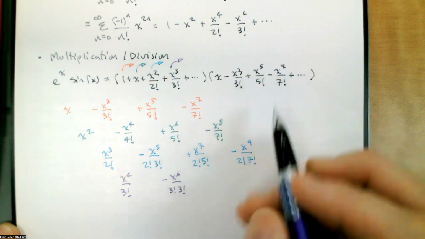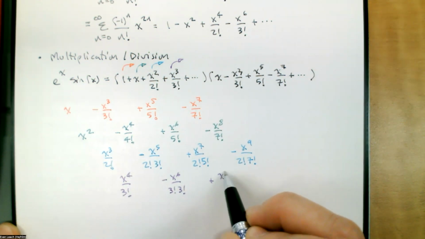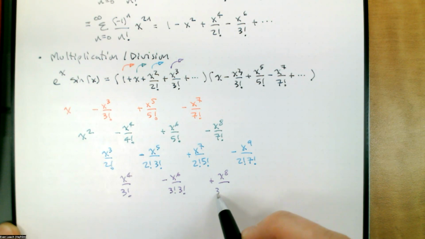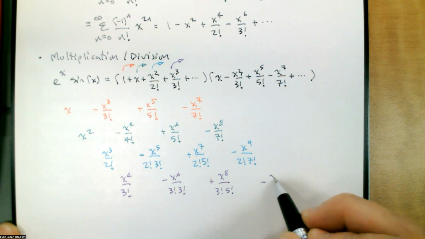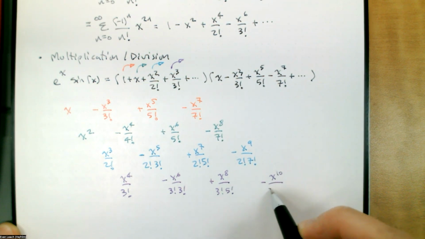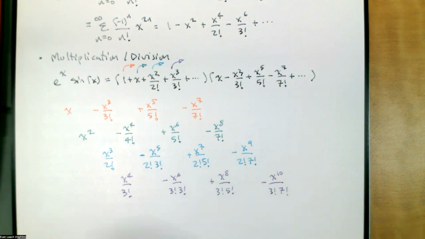Then x to the 8th over 3 factorial, 5 factorial. And my last one, x to the 10th over 3 factorial, 7 factorial. Now this keeps going on forever, but we have some stuff. I know what the first, second, third, and fourth degree terms are going to be. I don't know what the 5th degree term is going to be. We're going to have another row of 5th degree terms.